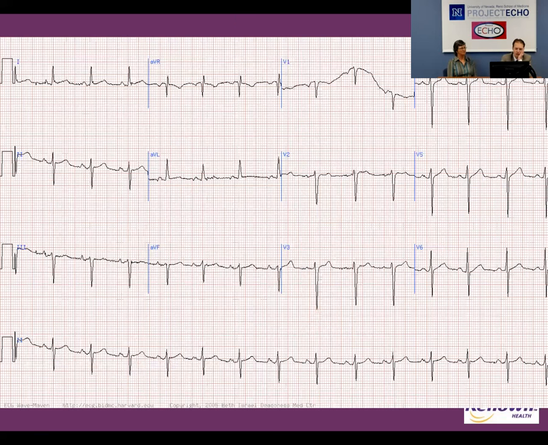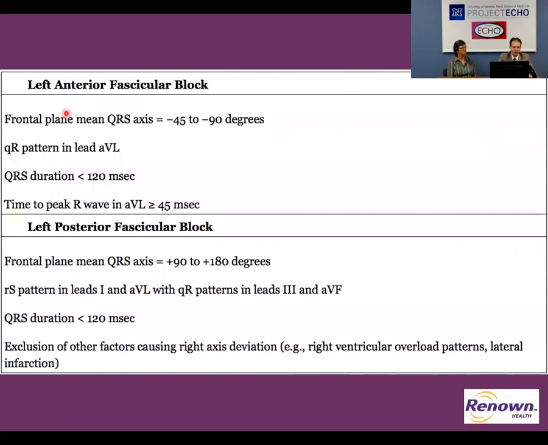But you also notice that you have this little Q in AVL and a little R in AVF. So if you draw a line in between them, they're like a mirror image of each other. And then you have just a little Q in standard 1 as well. And so that is sort of classic for left anterior fascicular block, which this is. So there are some criteria that I've listed for review here. You can't have a wide QRS consistent with a bundle branch block or an intraventricular conduction delay. You have to have a leftward axis greater than -45 and a QR pattern in AVL.